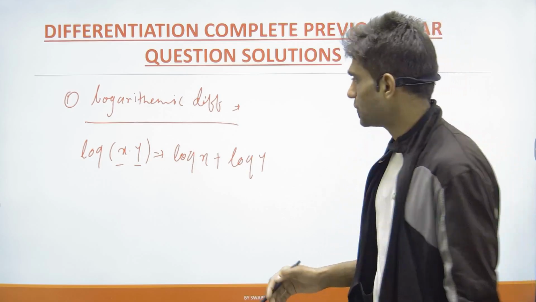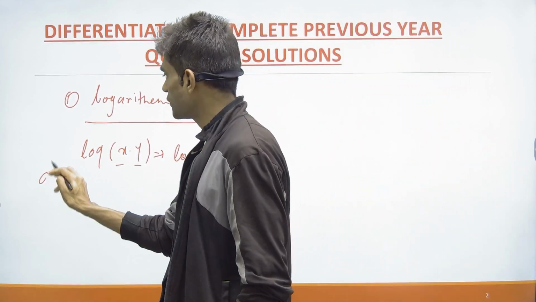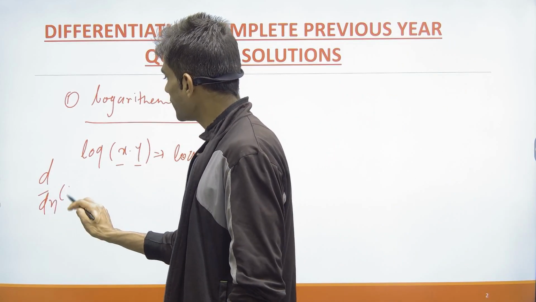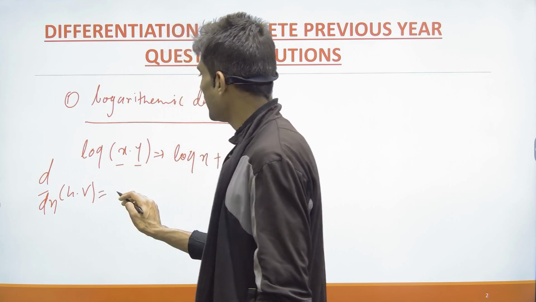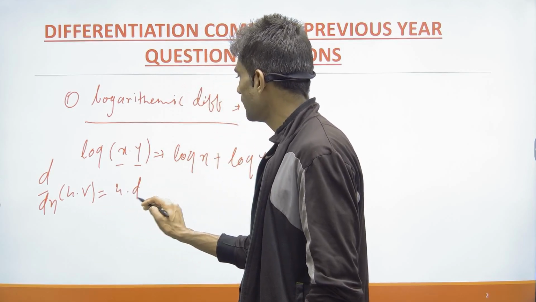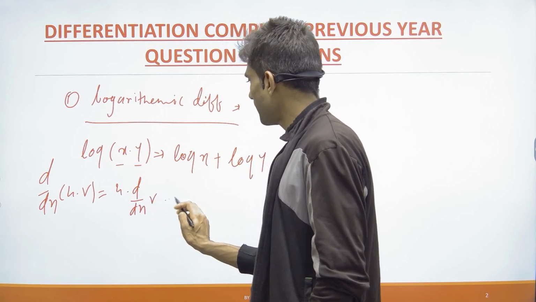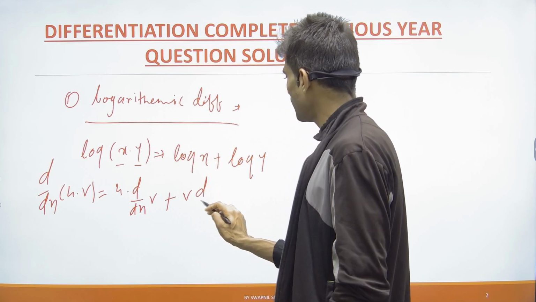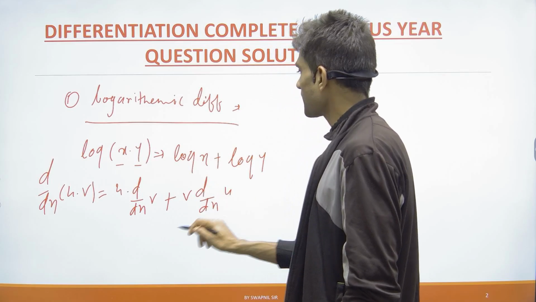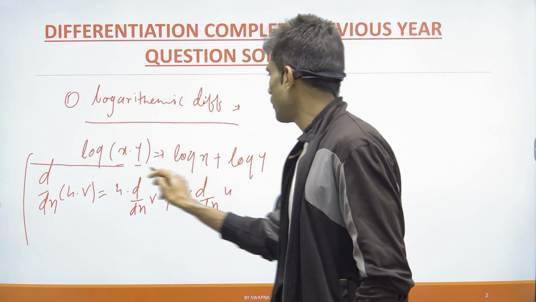Whenever we have a product, we apply the product rule for differentiation. Like we know that d by dx of u into v: we write the first function as it is, times the differentiation d by dx of v, plus the second as it is, times the differentiation d by dx of u. So this is the product rule for differentiation.